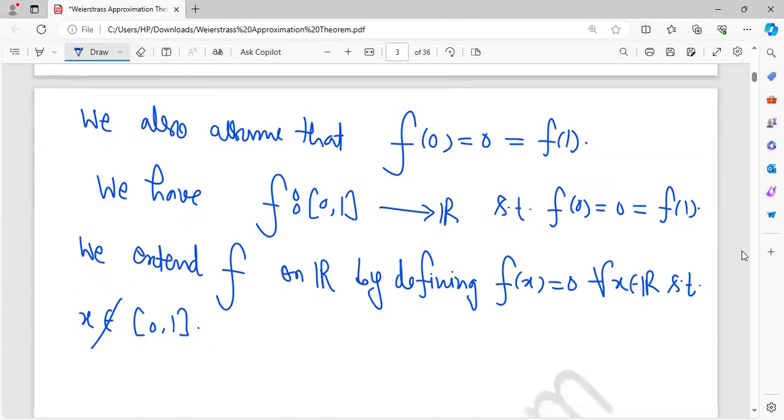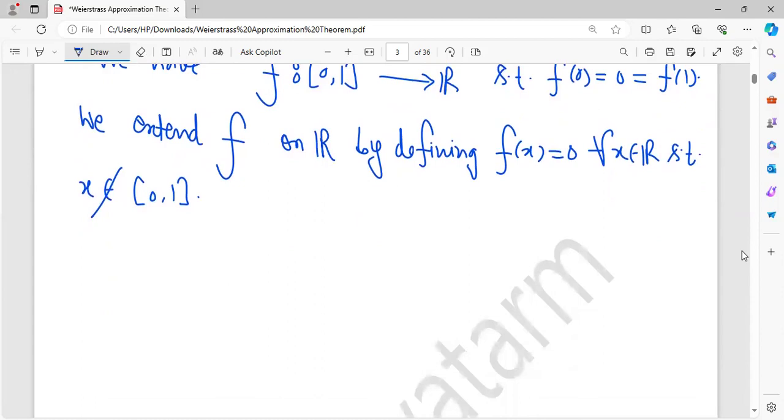So now we are not changing notation. Still we are saying f is f. The extended function is f. So now f is continuous on R.